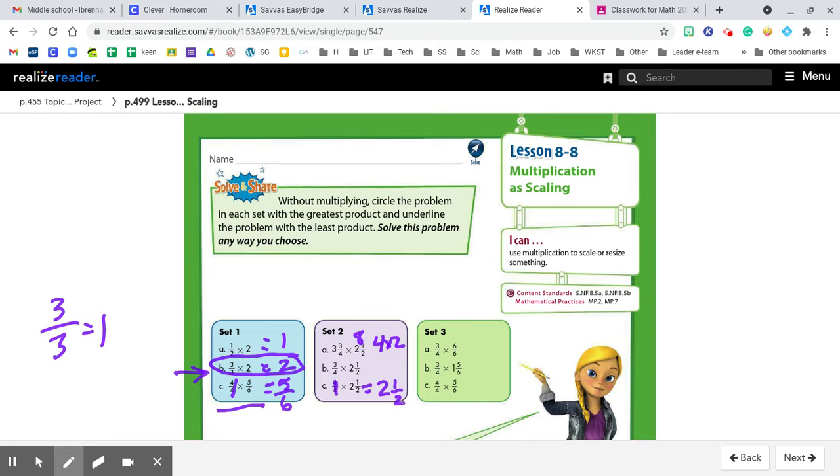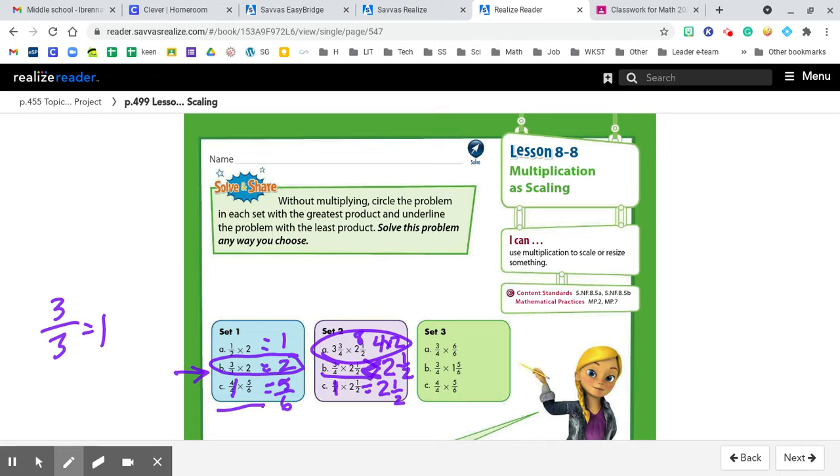3/4 of 2.5. 3/4 is less than 1. So my answer is going to be less than 2.5. So for that one, the biggest number is going to be A, and the smallest number will be B.